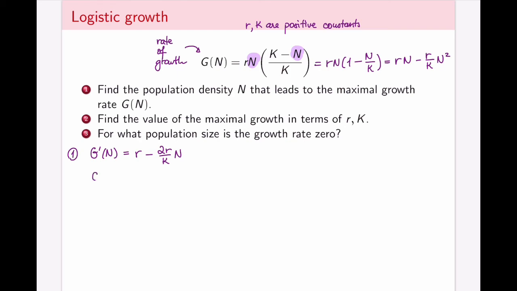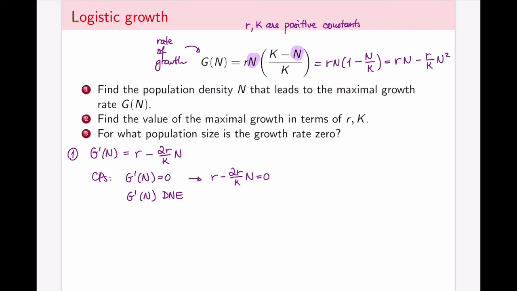Excellent. I am after critical points. So I need to think about when my derivative is equal to 0 and when my derivative does not exist. In terms of when it is equal to 0, I'm going to take this expression and set it equal to 0. Remember that r and k are positive constants, so they cannot themselves be 0, so I can cancel them out as I see fit.